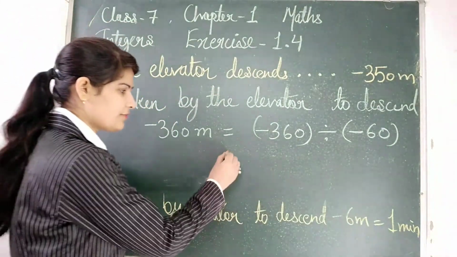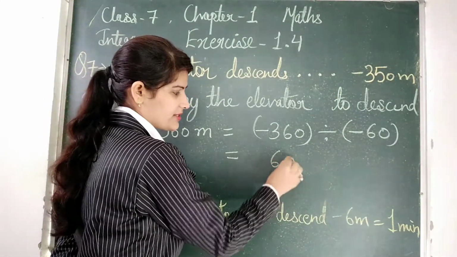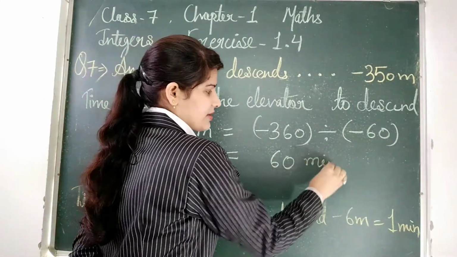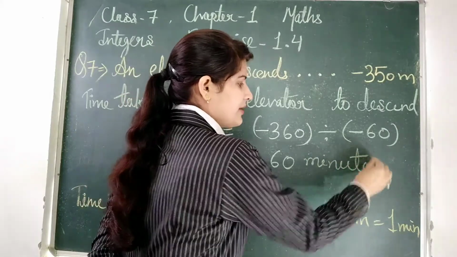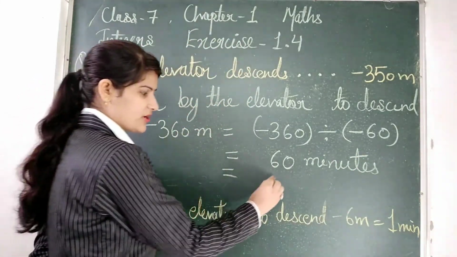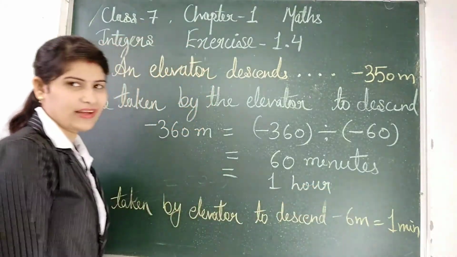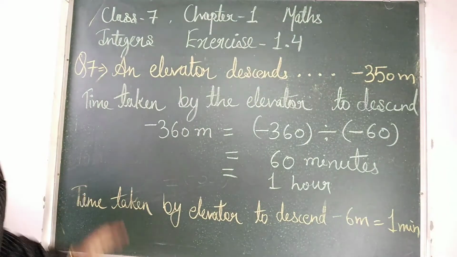What will you get now? Minus minus plus, and 360 divided by 6, you will get 60. 60 minutes. So 60 minutes is equal to 1 hour. So the answer is 1 hour. So this is our 7th question.